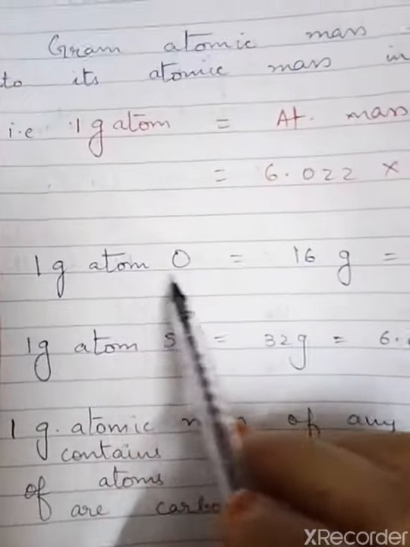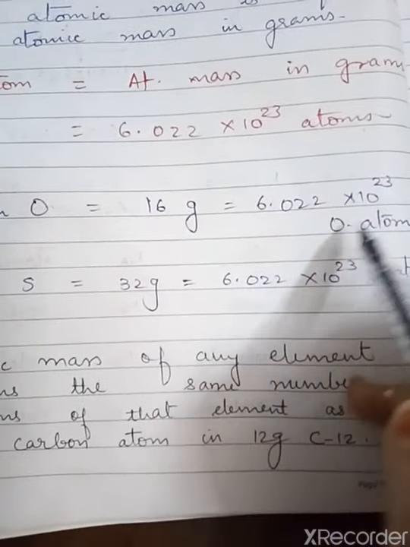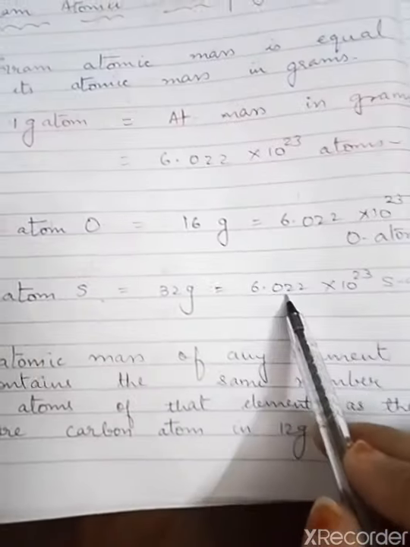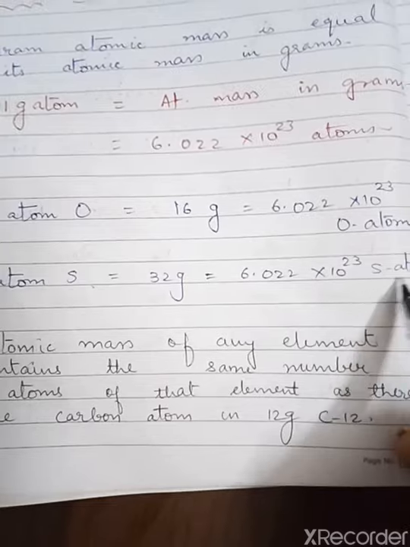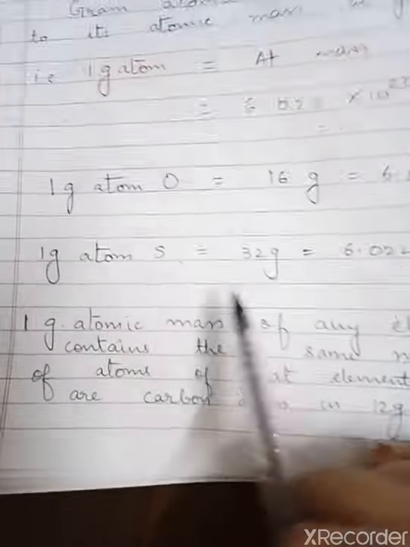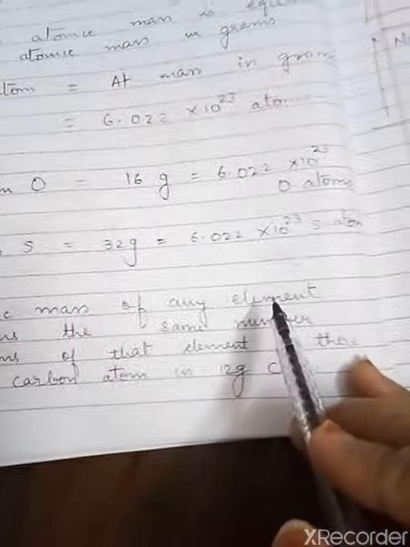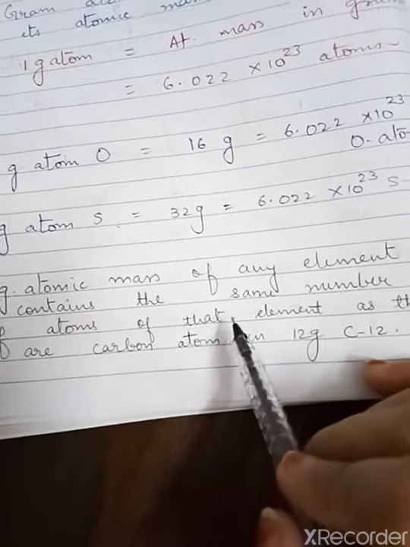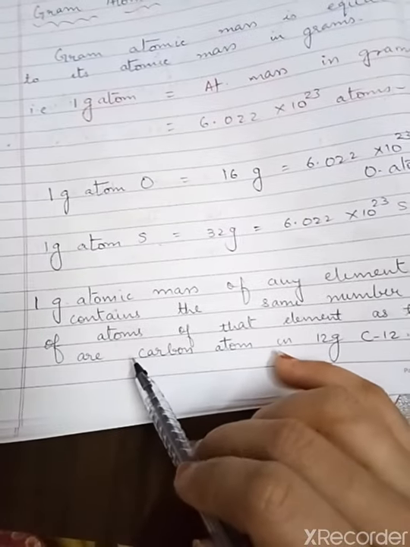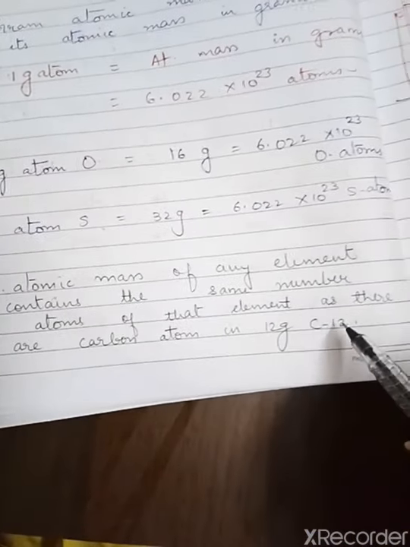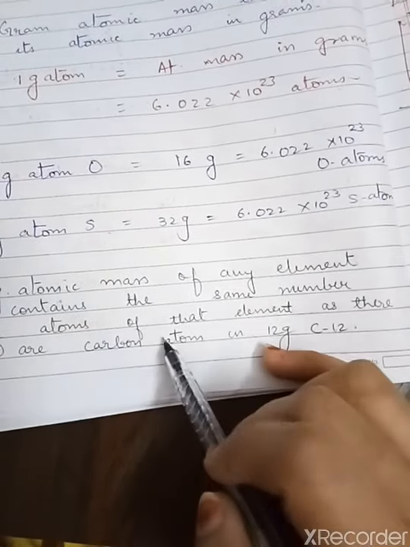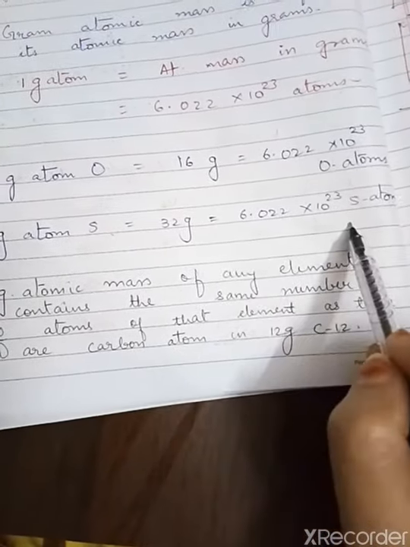For example, 1 gram atom of O will have a mass of 16 gram, and it is 6.022 × 10^23 oxygen atoms. 1 gram atom of sulfur is equal to 32 gram, and it also has 6.022 × 10^23 sulfur atoms. Now 1 gram atomic mass of any element contains the same number of atoms of that element as there are carbon 12 atoms in 12 gram of carbon 12. 12 gram of carbon 12 has 6.022 × 10^23. So how many particles will 1 gram atom have? The Avogadro number of particles.